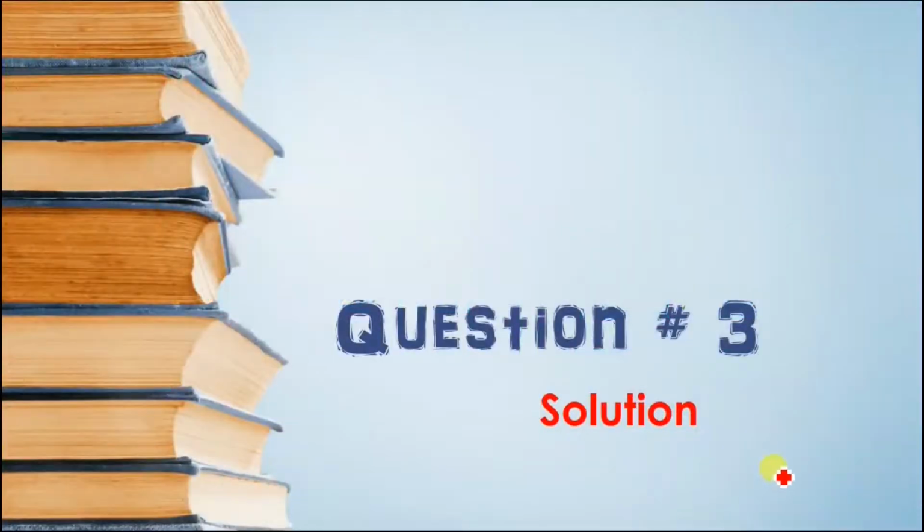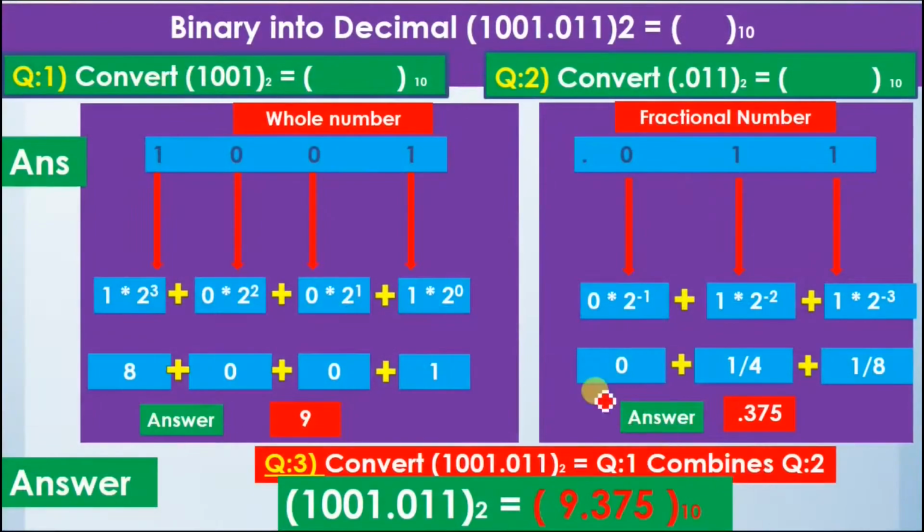Next we move to question number 3 solution. We can see that we have a binary number and we have to convert it into decimal. The binary number is 1001.011. Now we will solve this whole number part using this procedure and this fractional part using this procedure. First of all, we look at the whole number 1001. We have to convert this binary into decimal.